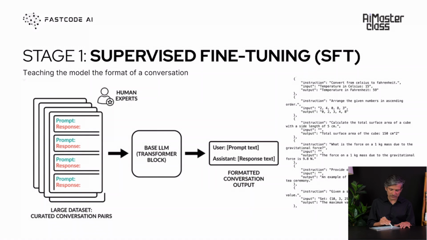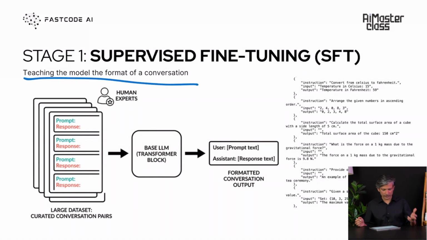So we want to teach the model the format of a conversation. And to do that, what do we do? We give it these prompt-response pairs. And we still minimize the same loss. I'm going to show you in the next slide.